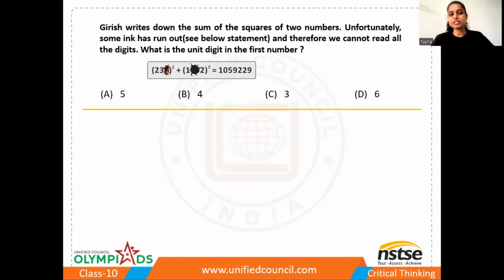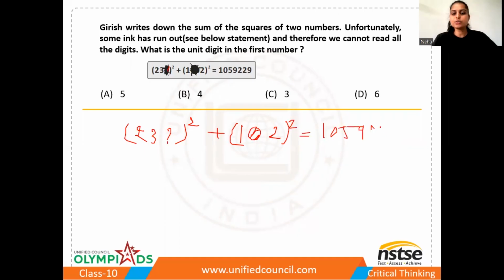I have to find out this unit digit here. Right? So this is 2, 3, the number is missing, whole square, plus 1, and this number is again missing. This is 2, oh, this is missing. Okay, this whole square is equal to 1059229. Perfect. This is here. This is the thing, right?